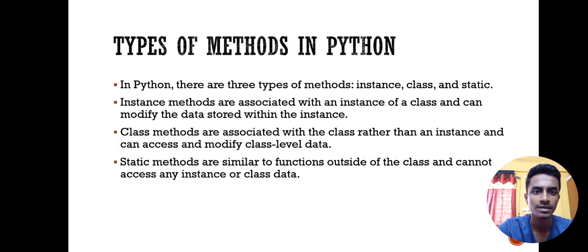Types of methods in Python. In Python, there are three types of methods, namely instance, class, and static. Instance methods are associated with an instance of a class and can modify the data stored within the instance. Class methods are associated with the class rather than an instance and can access and modify class-level data. Static methods are similar to functions outside of the class and cannot access any instance or class data.